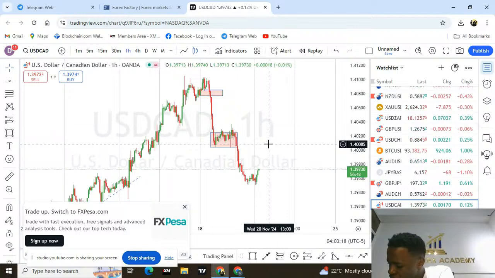Freedom Messi, is GBP USD worth it for bullish swings? No, it's not worth it. I'll tell you the worthwhile pairs once we are done with the analysis.